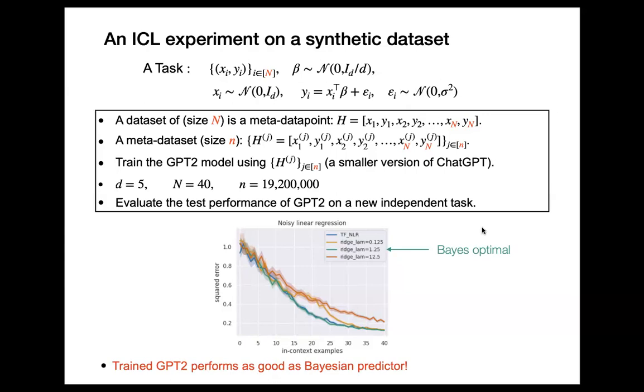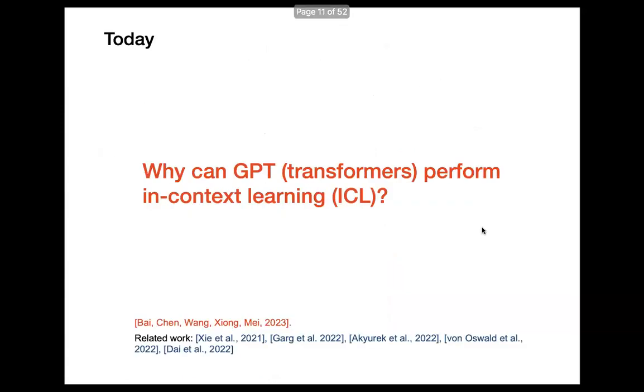This experiment is not something we discovered; it was already discovered maybe a year ago. This is just a motivating example, abstracting away the word tokens scenario and moving to Euclidean space, where you train a transformer and it can achieve this Bayes optimal predictor. Very surprising experiment. So my goal today is to explain why transformers can perform in-context learning.